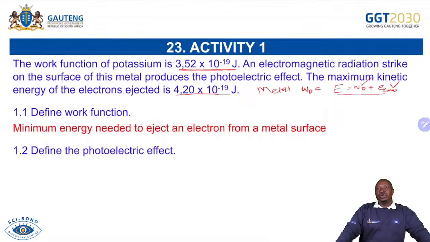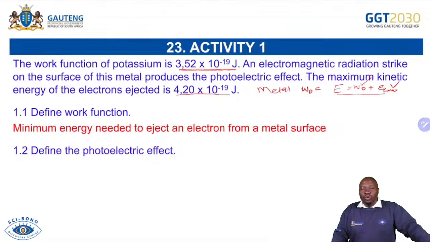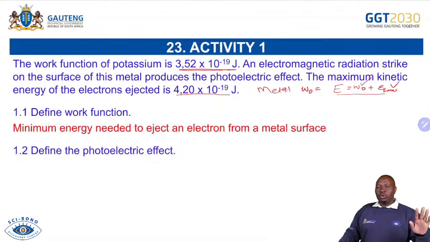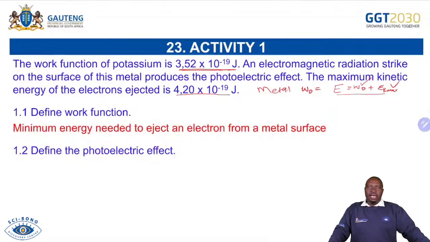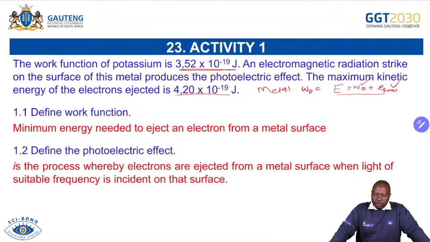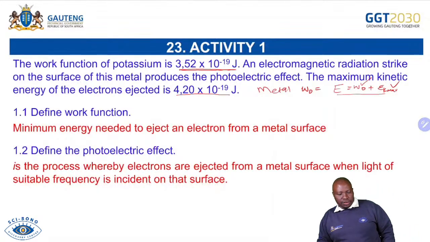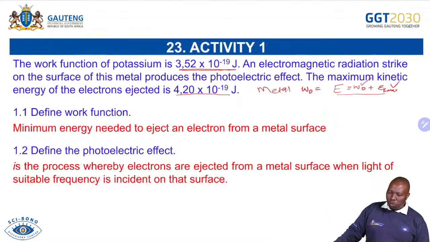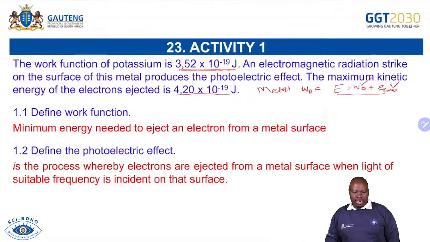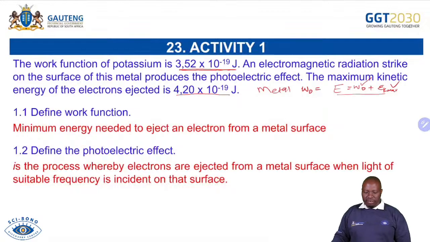And then define photoelectric effect. It's good when you find in one question paper you have 2 definitions, you must be happy because already you are collecting 4 marks there, and that is nice. And then you are able to say it's the process whereby electrons are ejected from a metal surface when light of suitable frequency is incident on that surface.